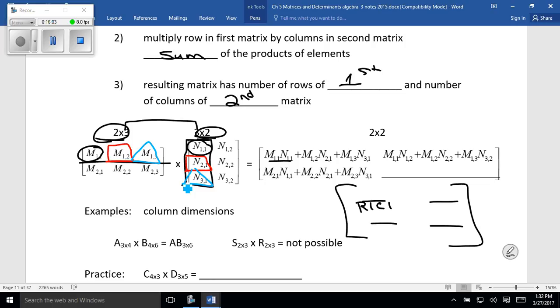Are you there? So what am I going to multiply to get this one? Row what? Column what? Row 1, column 2. Same thing, except now I'm going to multiply this row by this column. Still first times first, plus second times second, plus third times third.